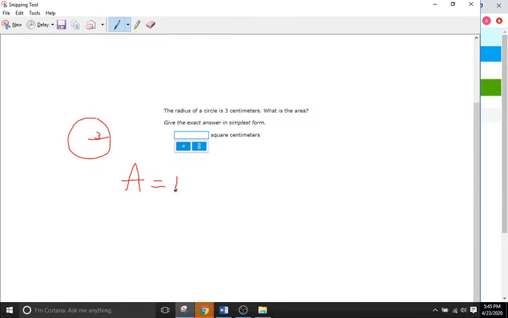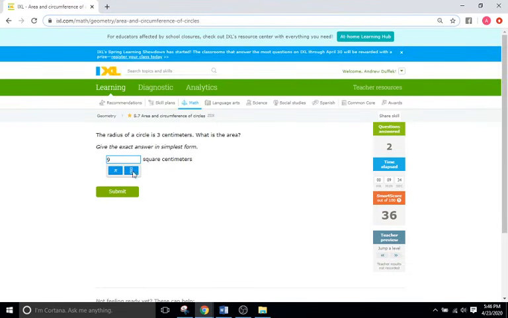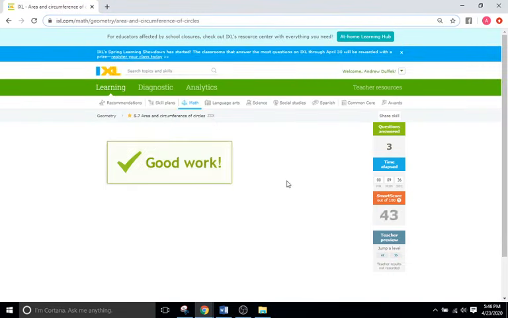Area equals pi r squared, pi times r squared. So we just go pi times 3 squared. And what is 3 squared? 3 times 3 is just 9. So pi times 9 is just 9 pi. So we'll go back here, type in 9, click pi, and we're good.